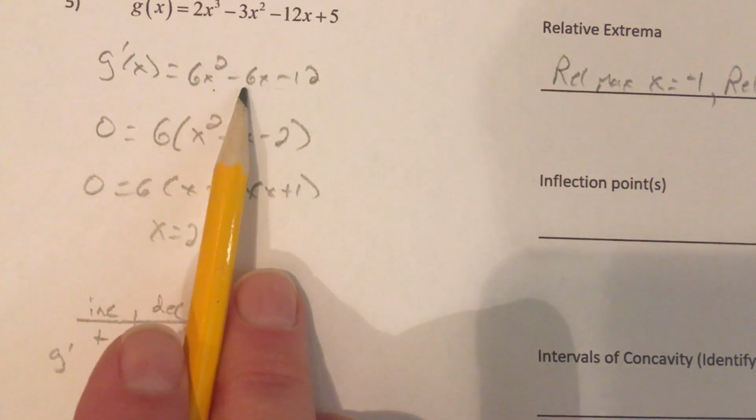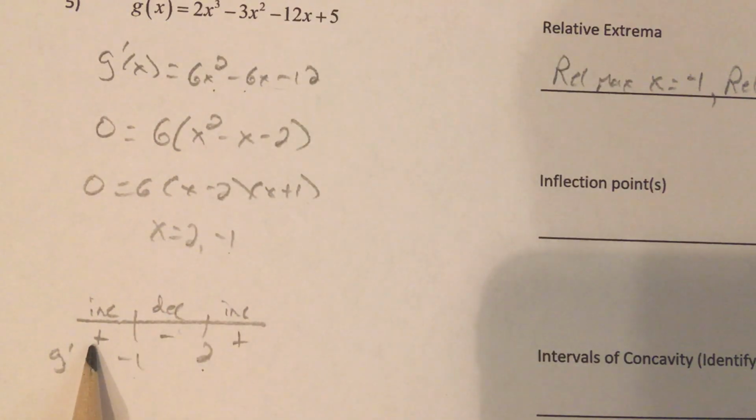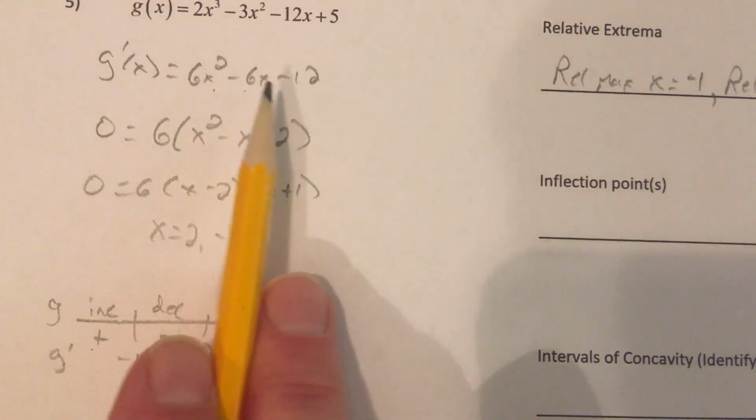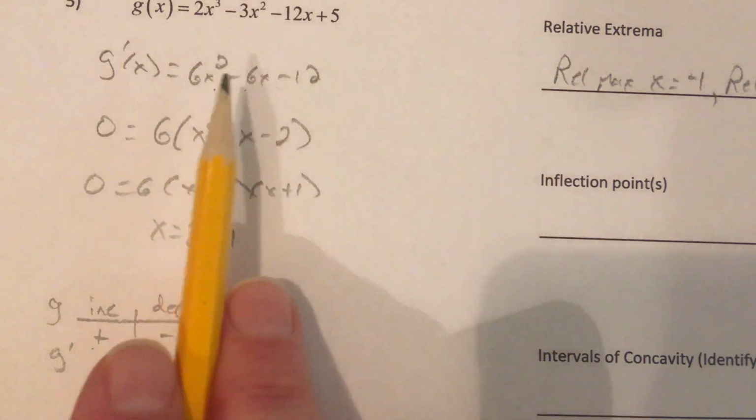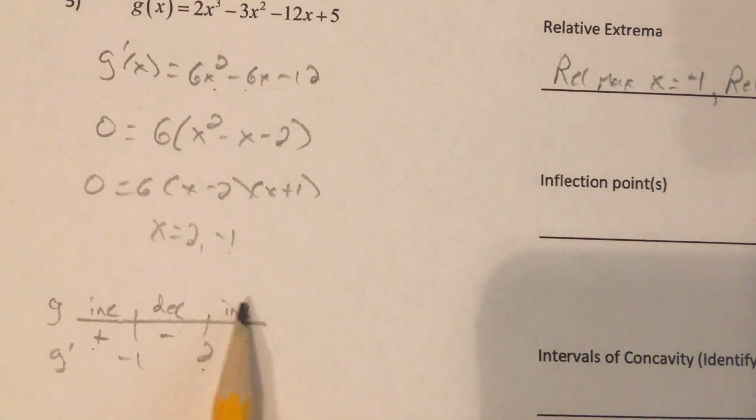I get 600 plus 60 minus 12. That's a positive. So that means my function g is increasing at that point. Pick something like 0 here, put it in, I get -12. So that means I have a negative derivative. My function is decreasing. Pick something bigger than 2, say 10, put it in, I'm going to get a positive. It means my function is increasing.